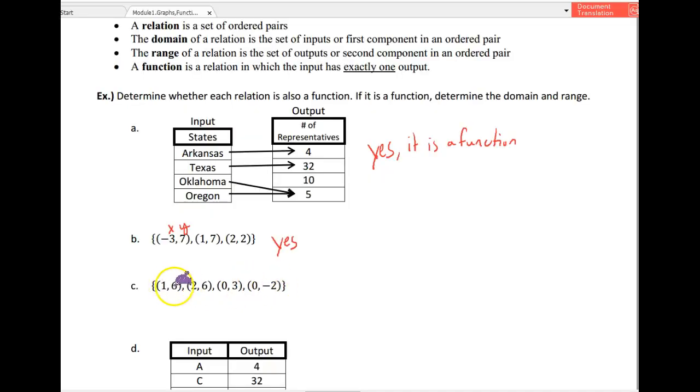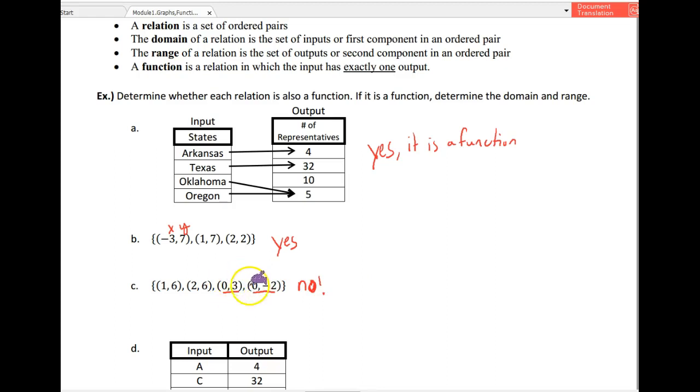Okay, looking at the next one, I have the inputs of 1, 2, 0, 0. So wait, I see a repeat in my input. It has to go to the exact same value. So 0 goes to 3, but over here 0 goes to -2. So because of these ordered pairs, this is not a function. No, it's not a function.